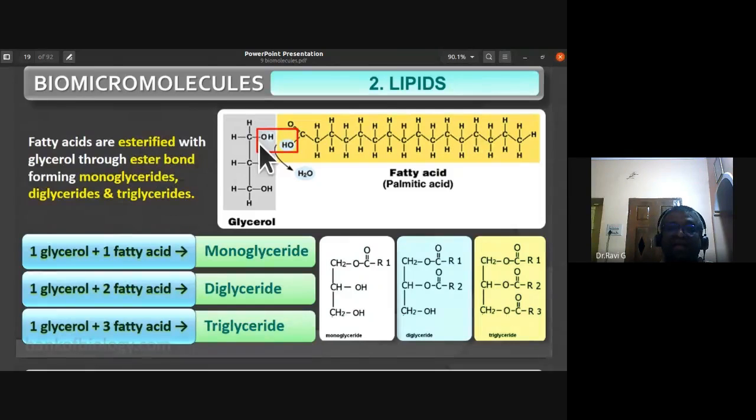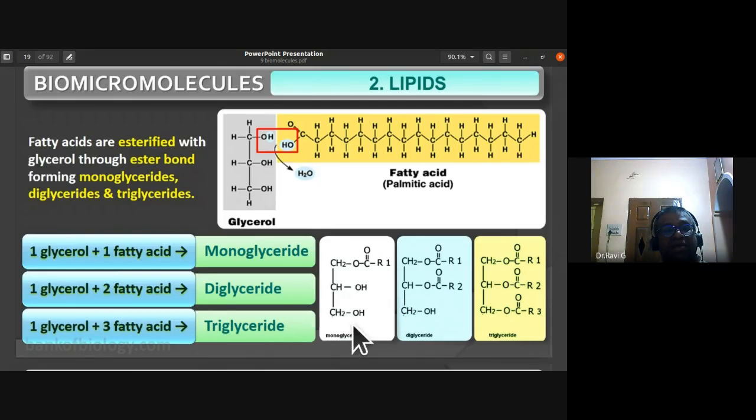So fatty acids are esterified with glycerol through the ester bond. Fatty acids and glycerol together, we call simple lipids. There is a loss of water through the ester bond, and a formation of an ester bond. Accordingly, based on the number of fatty acids, we have monoglyceride, diglyceride, and triglyceride. One glycerol plus one fatty acid is a monoglyceride. One glycerol plus two fatty acids is a diglyceride. One glycerol plus three fatty acids is a triglyceride.